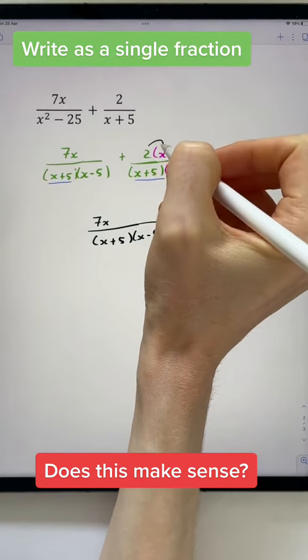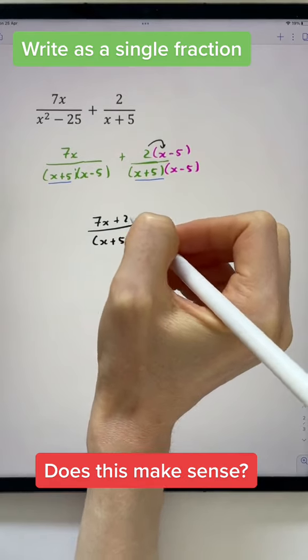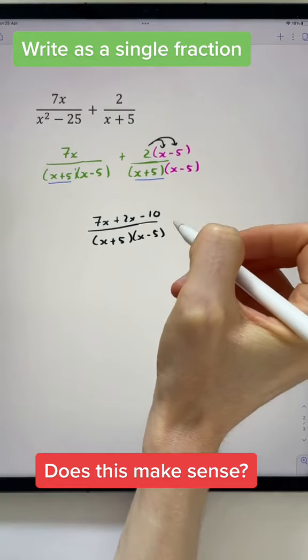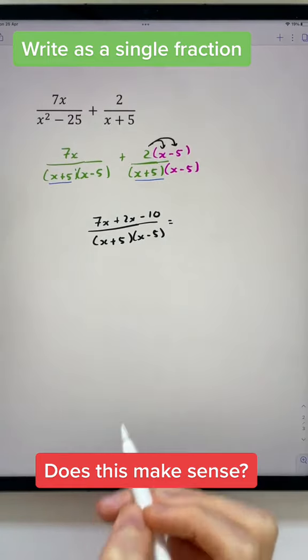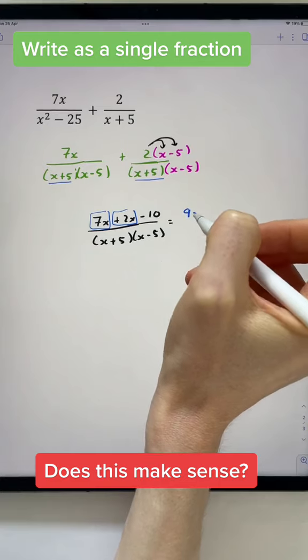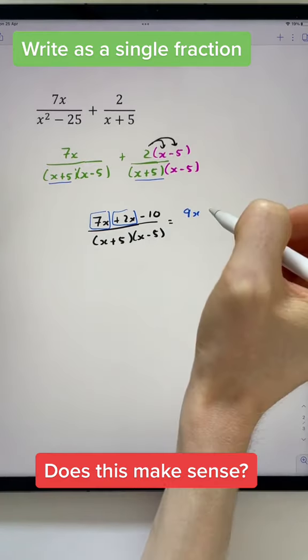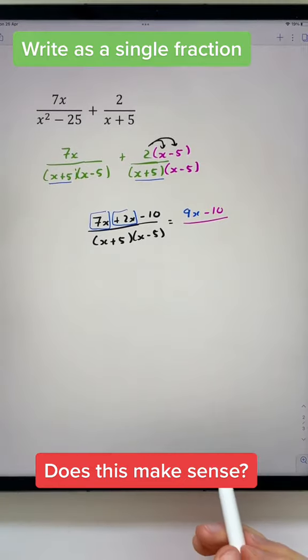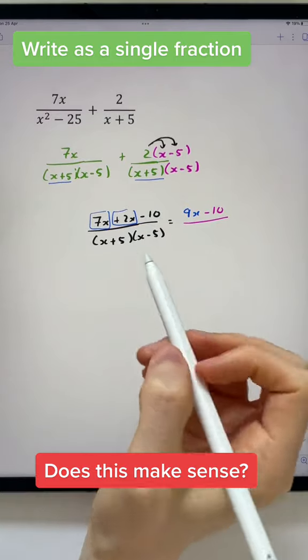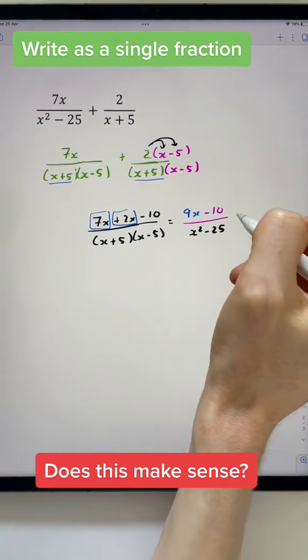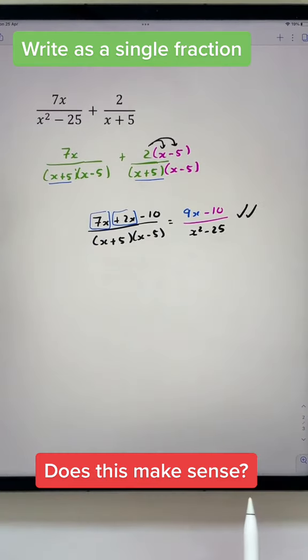So I have plus 2 times x, which will give us plus 2x, and 2 times negative 5, which will give us negative 10. Collecting like terms, on the top I've got 7x, add 2x, which simplifies to give us 9x, and I've still got negative 10. And on the denominator, I've got x plus 5 multiplied by x minus 5, which I know if I expand the brackets would give me back to x squared minus 25. So my final answer is 9x minus 10 over x squared minus 25.